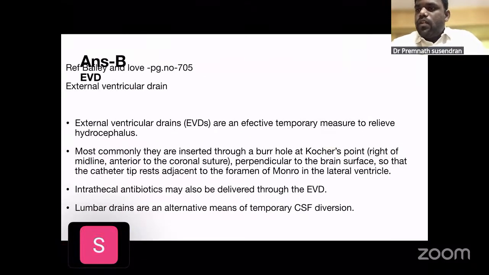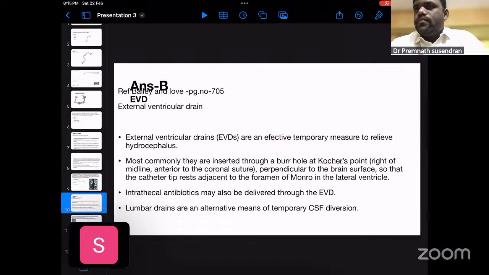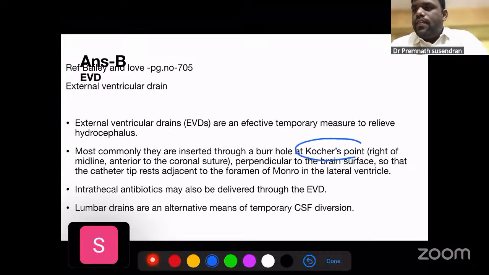So Kocher's point, we have to insert the EVD to the Kocher's point. Again, this is the head, it's the nose. This is your midline, this is your coronal suture. We have to insert the EVD to the Kocher's point. It is right to the midline and anterior to the coronal suture. It is perpendicular to the brain surface, so that the catheter tip rests at the foramen of Monroe in the lateral ventricles. So everything could be the answer.